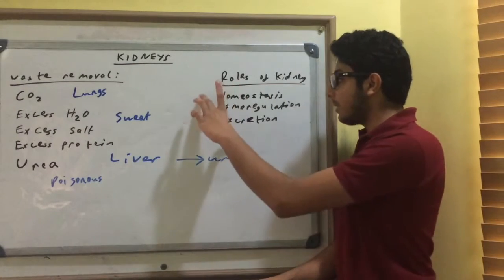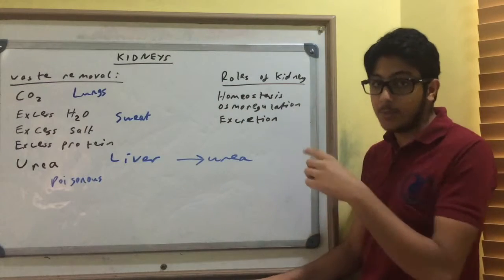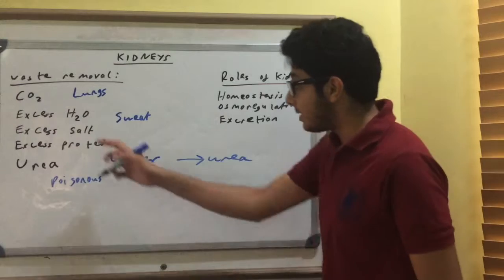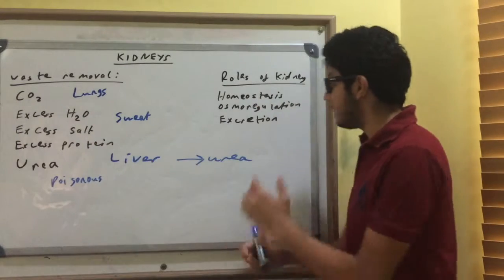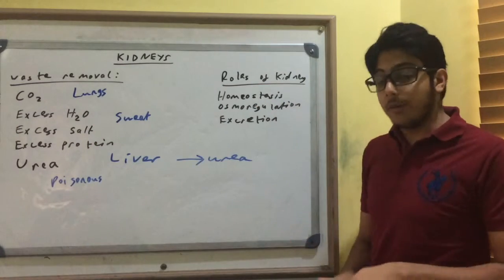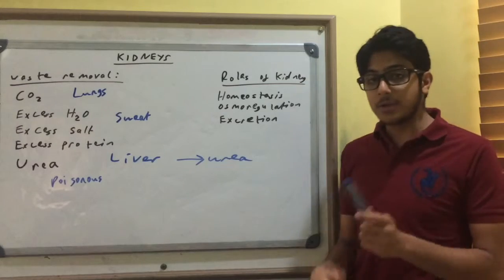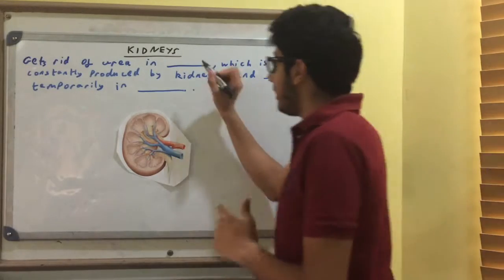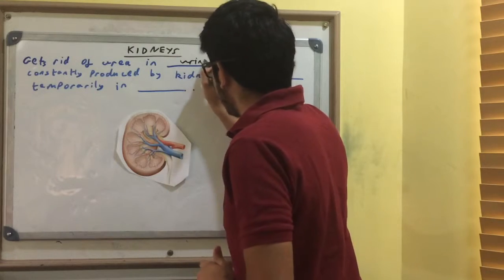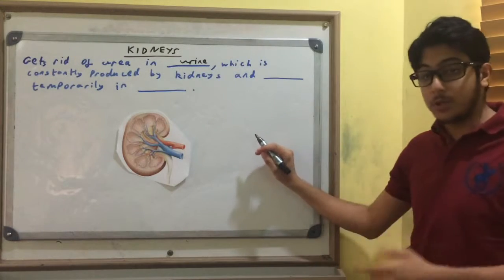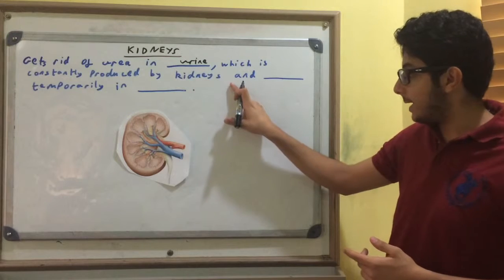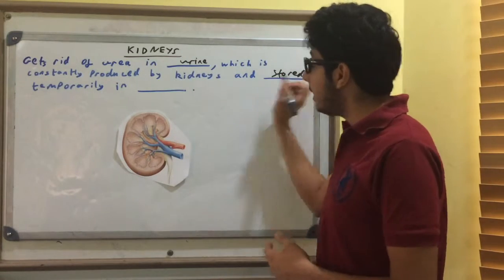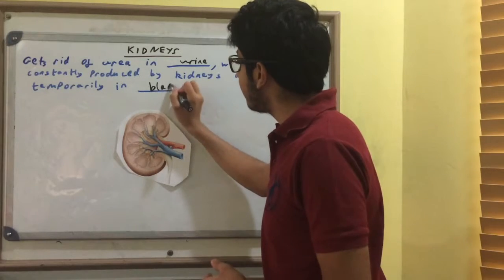And the main roles of the kidneys: homeostasis, keeping the internal body conditions constant; osmoregulation, that has to do with water and salt balance; excretion, the removal of waste. And now we're going to take a closer look at the kidneys. Okay, so the kidneys get rid of urea in the urine. And urine is a substance which is constantly produced by the kidneys and is stored temporarily in your bladder.